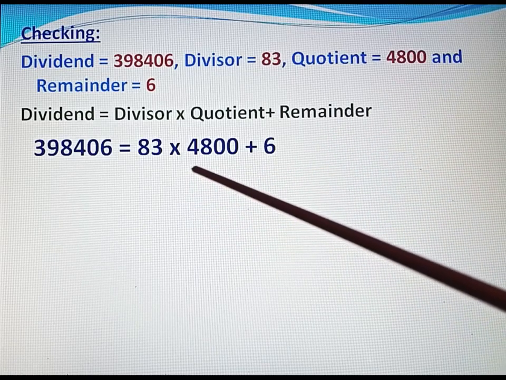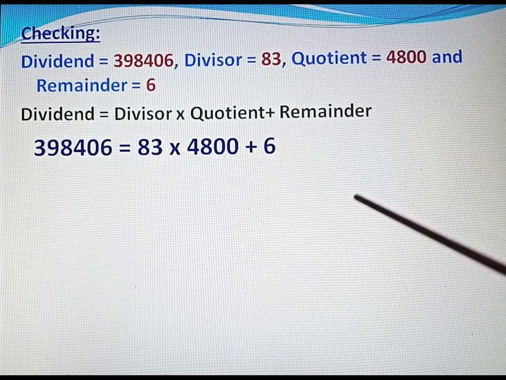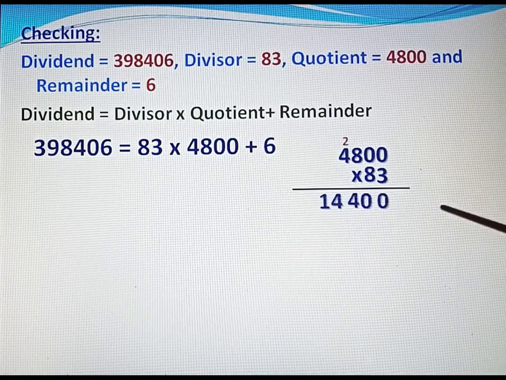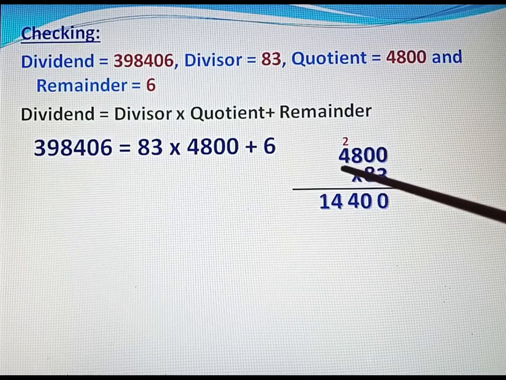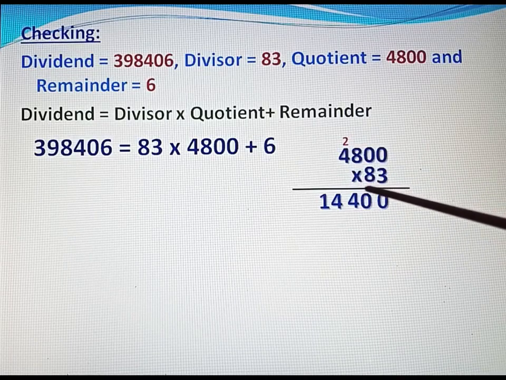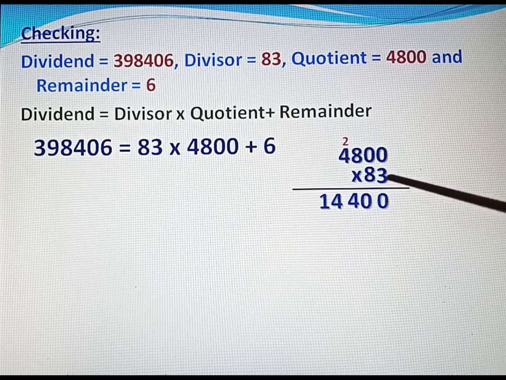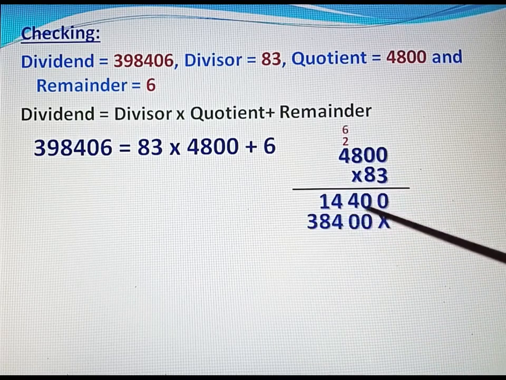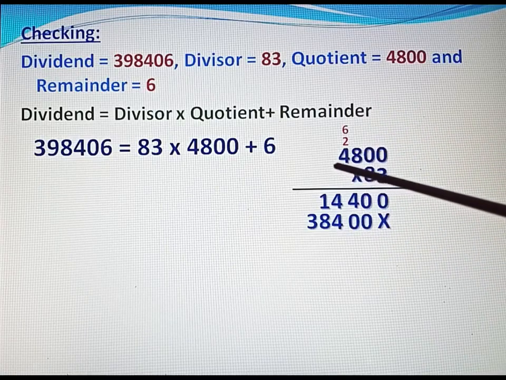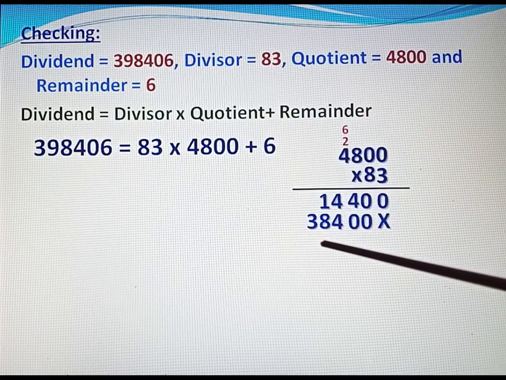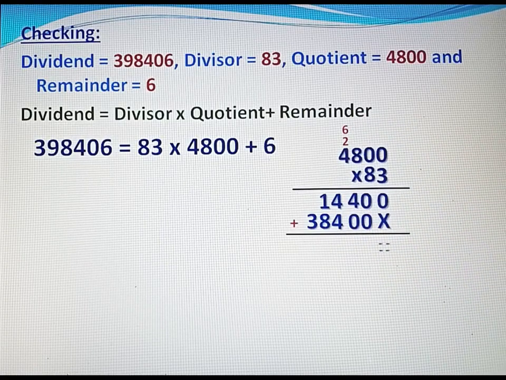Here first we will multiply 4800 by 83. Multiply 3 zeros are 0, 3 zeros are 0, 3 eights are 24, 2 carry 4, 3 fours are 12 plus 2 is 14. Now this 8 is on the tens place, so we will put a 0 and a cross, and then we will multiply 8. 8 zeros are 0, 8 zeros are 0, 8 eights are 64, 4 carry 6, 8 fours are 32 plus 6 is 38, and then we will do addition. 0 0 plus 0 0, 4 plus 0 is 4, 4 plus 4 is 8, 1 plus 8 is 9, 3 as it is.